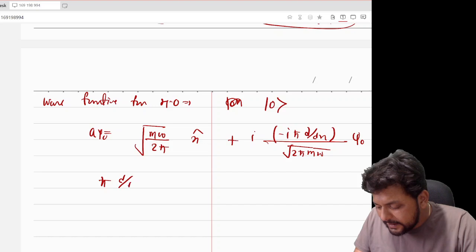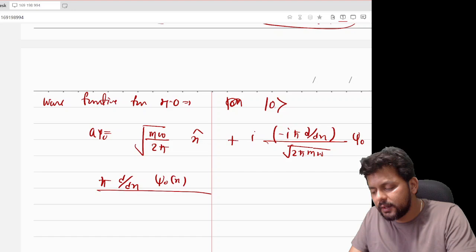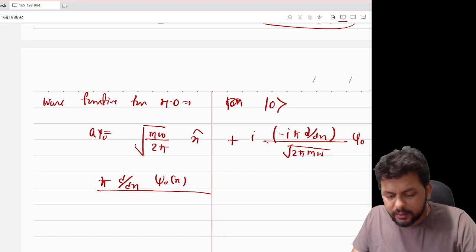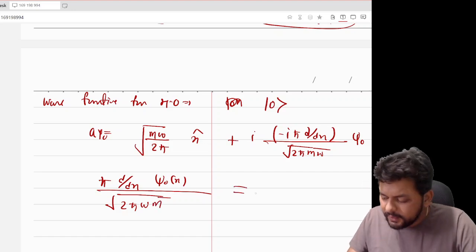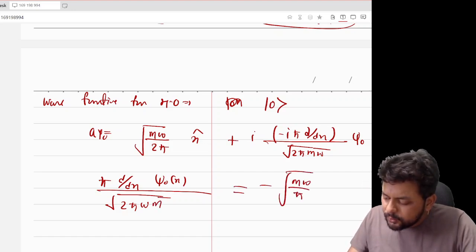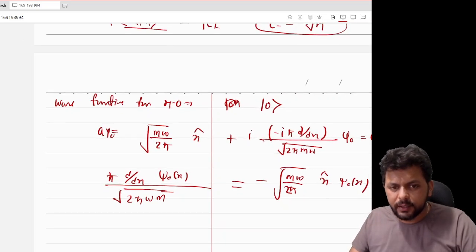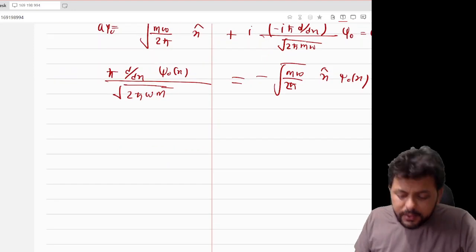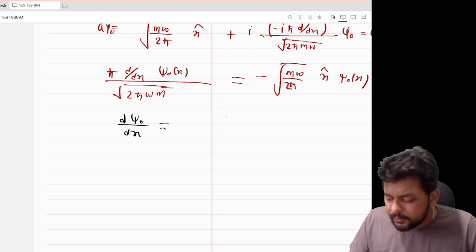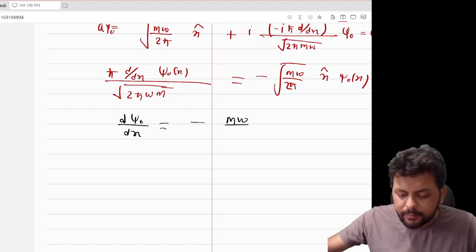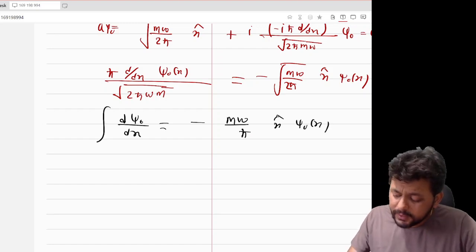So h cut d/dx of psi naught, whatever is your psi naught of x in wave quantum mechanics, or in Dirac notation you can say ket of psi naught, upon 2 h cut m omega, minus under root m omega upon 2 h cut, this is our operator x on psi naught. X is a multiplicative operator, which I think you know very well, d by dx. Just try to solve it out, minus m omega, you cross multiply upon h cut x psi naught, and integrate both sides.